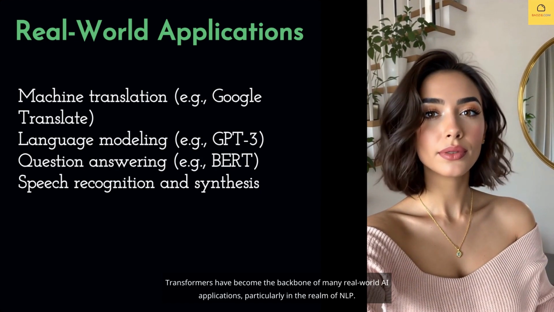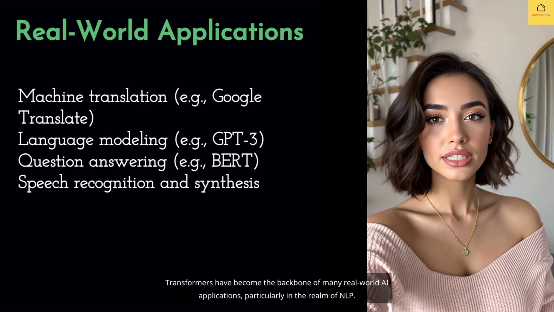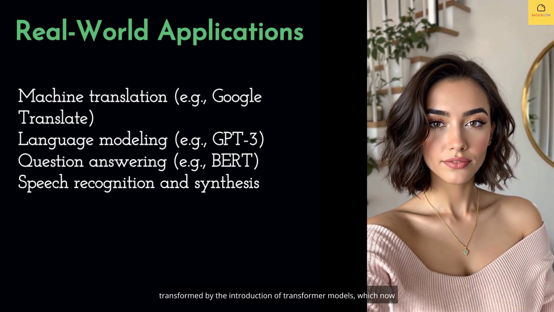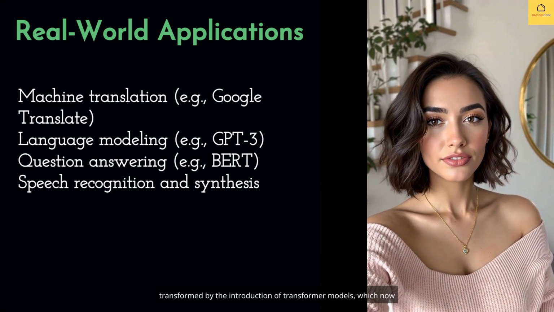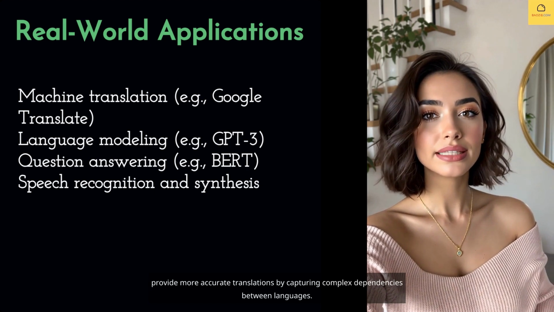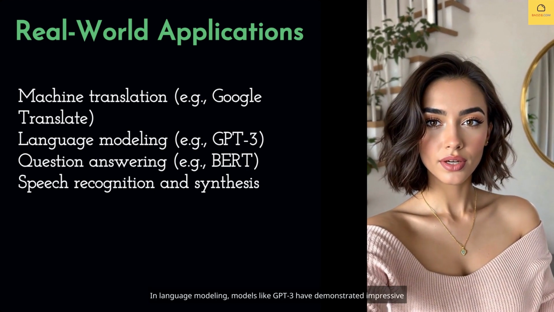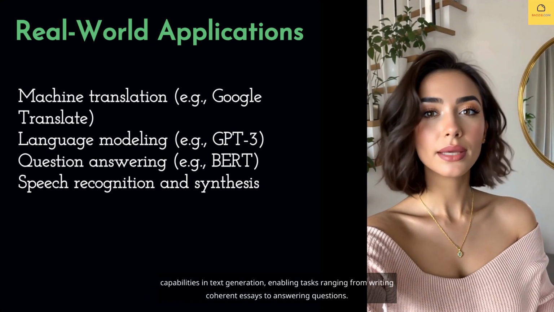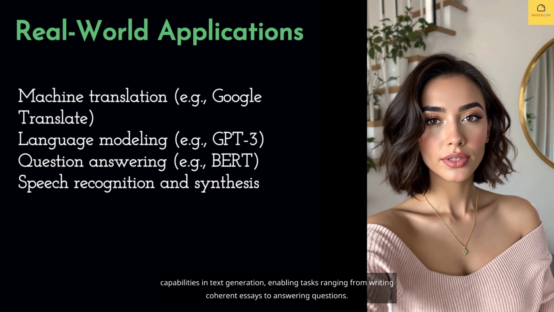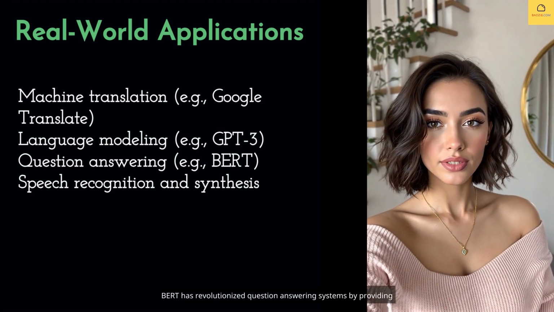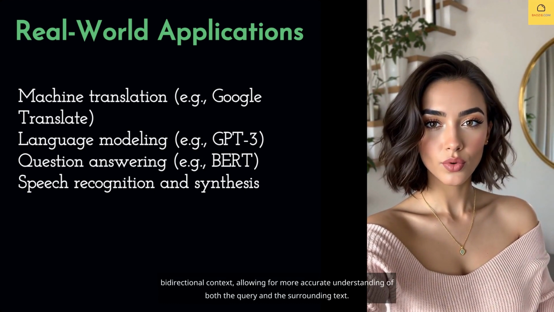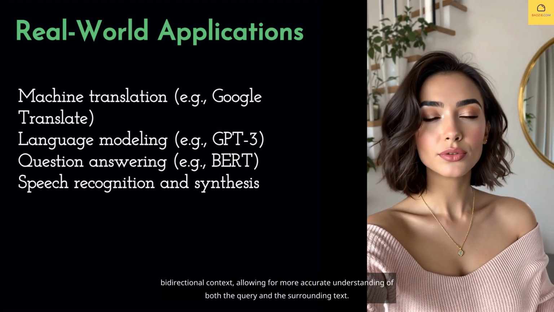Transformers have become the backbone of many real-world AI applications, particularly in the realm of NLP. Machine translation systems like Google Translate have been transformed by the introduction of transformer models, which now provide more accurate translations by capturing complex dependencies between languages. In language modeling, models like GPT-3 have demonstrated impressive capabilities in text generation, enabling tasks ranging from writing coherent essays to answering questions. BERT has revolutionized question answering systems by providing bidirectional context, allowing for more accurate understanding of both the query and the surrounding text.